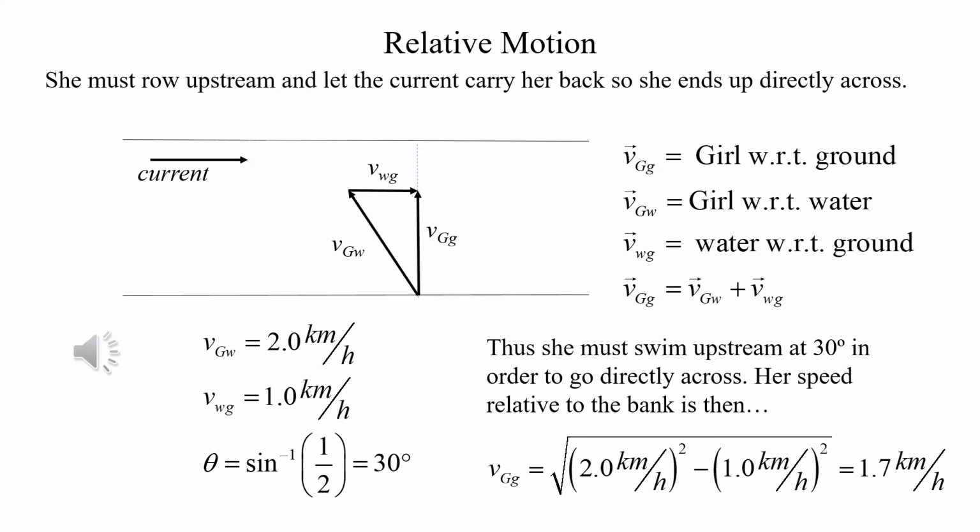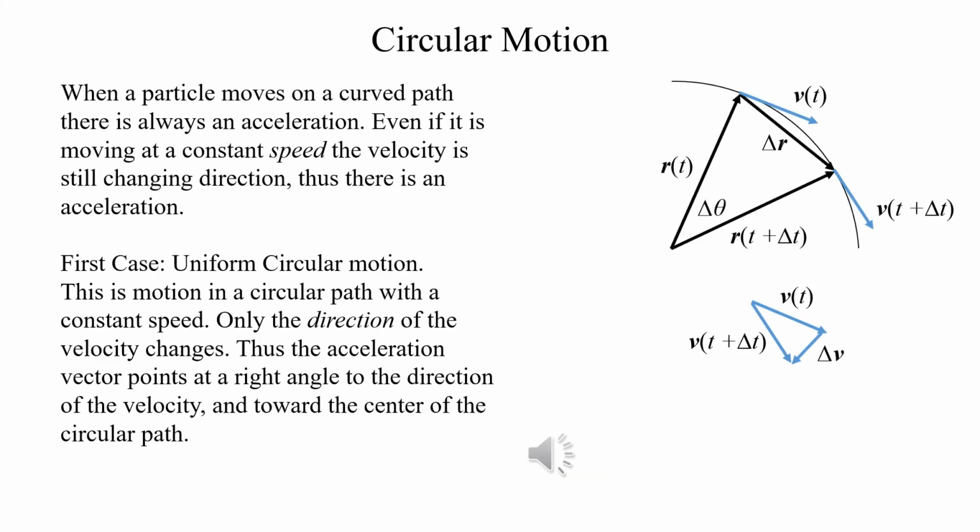Now we're going to look at how we describe circular motion. So if a particle is moving along a curved path, there is always an acceleration. Even if it is moving at a constant speed, the velocity is still changing direction. And so there is a change in the velocity, which means an acceleration.